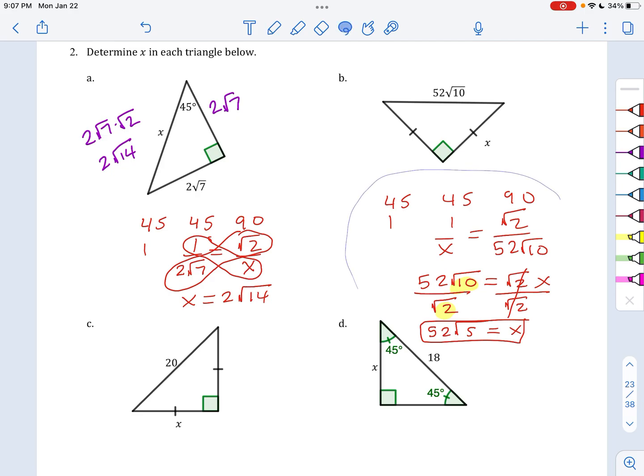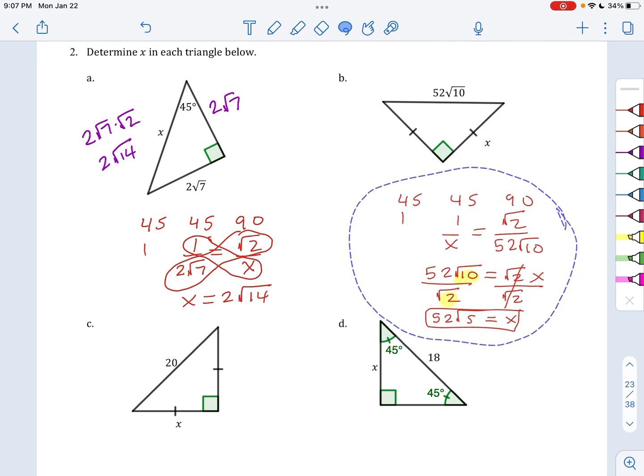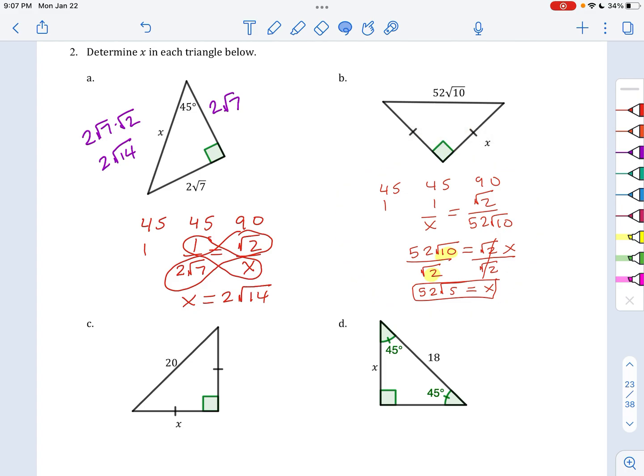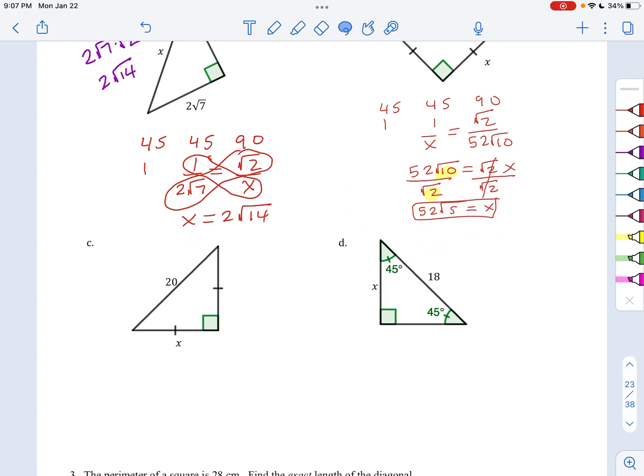Notice how with this problem, I don't think I lost much time by using this method. I think it was just as efficient as working backwards, and I was sure that I was being accurate as well. Okay, let's do another one like this.